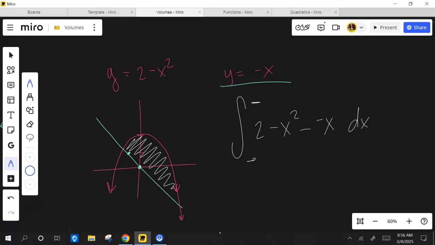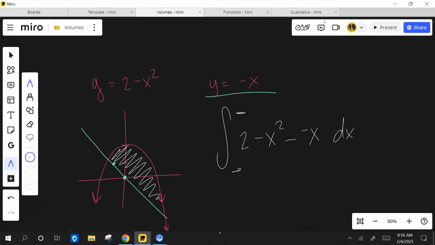It's where they intersect. How do you find where two graphs intersect? Set them equal to each other. Where does this equal? Well, that looks like a quadratic to me. Quadratic formula, or even easier than that, factoring. Oh, x equals 2 and x equals negative 1.